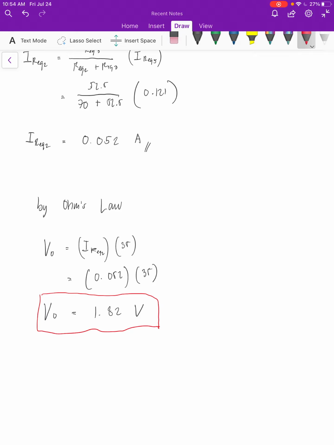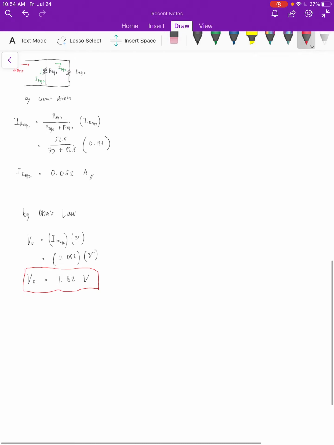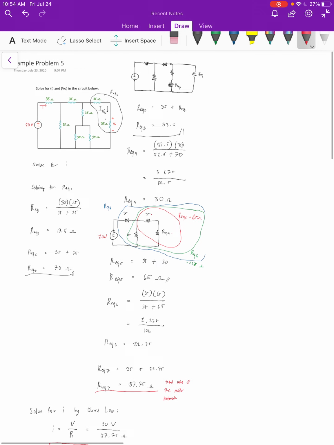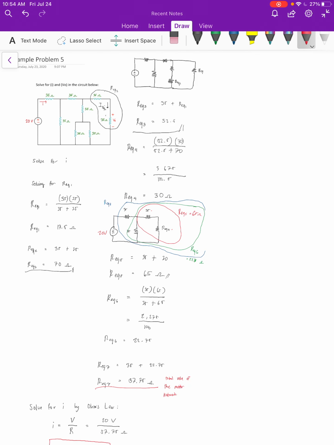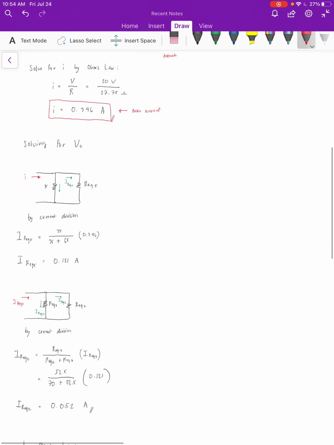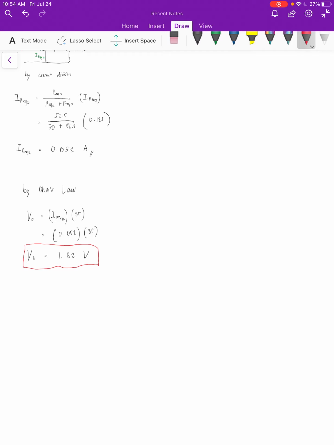We don't need to tweak that for its sign convention, because the indicated sign convention for VO is similar to the voltage source, so we don't need to reverse the sign convention for our VO, and this is our final answer. This is the voltage at the last 35 ohm resistor. So that is how you are going to solve for VO.